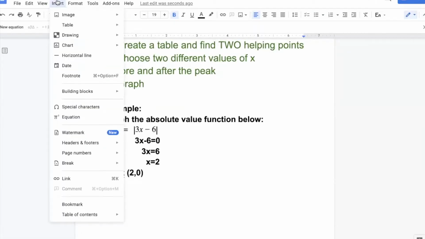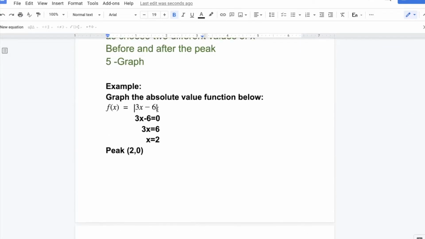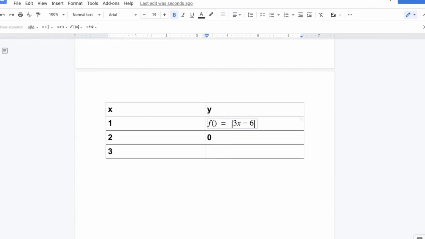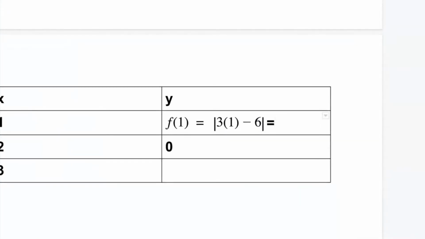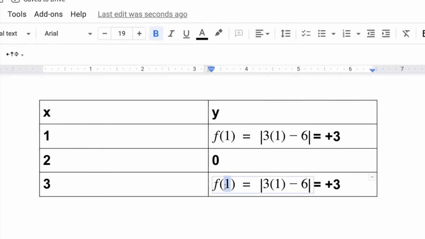Now I will go to insert table. Now when x is 2, y was 0. This one we know. Now we choose different values, one before it and one after it, and I will substitute them here in the function. Yani, instead of x, I will put 1. 3 times 1 minus 6 is negative 3. Now what is the absolute value of negative 3? Always the answer must be positive. Now I will substitute instead of x, I will put 3. 3 times 3 is 9, minus 6, 3. So the answer is 3.